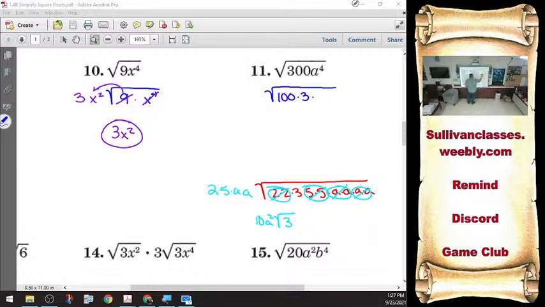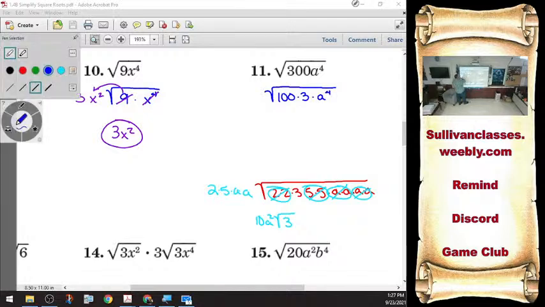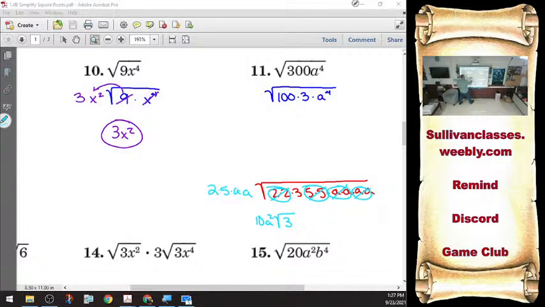100 times 3 specifically. And a to the fourth is already even. So I can say the square root of 100 is 10. The square root of a to the fourth is a squared. You see how much faster it is if you know your numbers.